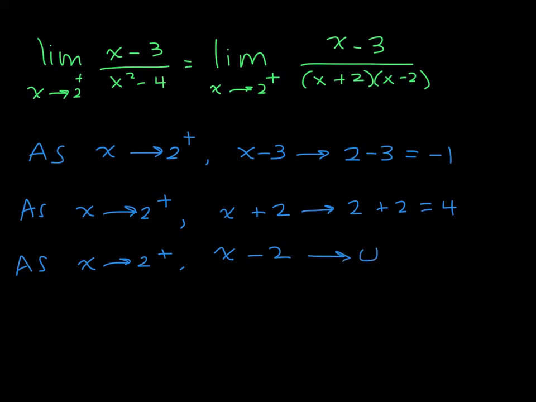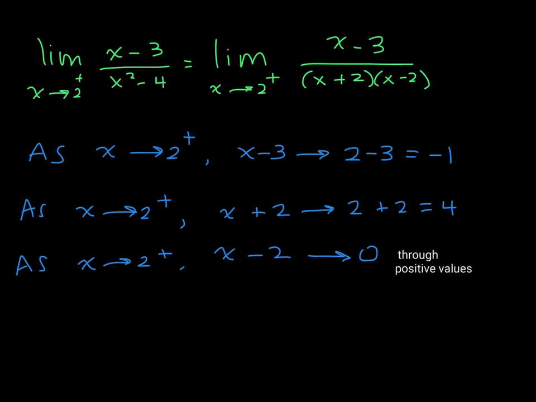But this is the point I want to make. As x values approach 2 from the right, this factor is approaching 0 through positive values. Imagine if x is 3, then this is 3 minus 2, which is positive 1. If x is 2.5, then 2.5 minus 2 is positive 1/2. If x is 2.1, then this is 2.1 minus 2, which is positive 0.1. I think you understand what I'm saying. As x approaches 2 from the right, this factor is going to 0, but it's approaching 0 through positive values.